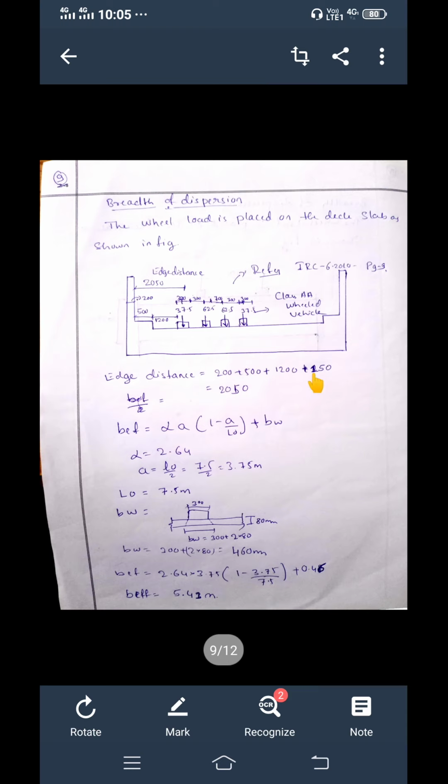Now, breadth of dispersion. The wheel is placed on the deck slab as shown in the figure. We have calculated the length in the lengthwise direction, and now we have to find the breadth of dispersion. This vehicle is moving in this way. In one axle there are 4 wheels. This total width is 7.5 plus something.